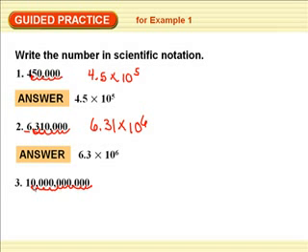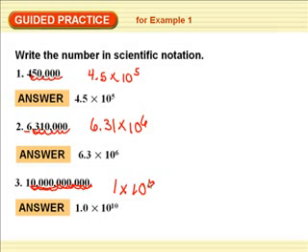So I'm going to move this over 1, 2, 3, 4, 5, 6, 7, 8, 9, 10. So the number becomes 1.0, which is just 1, times 10 to the, I went 3, 6, 9, 10, times 10 to the 10th. Let's see what they come up with. And 1.0 and 1 is the same thing.